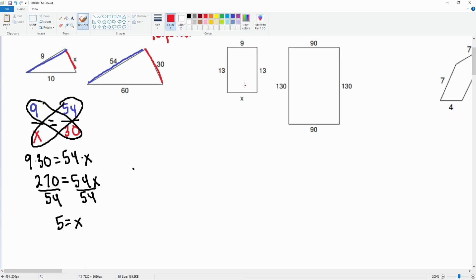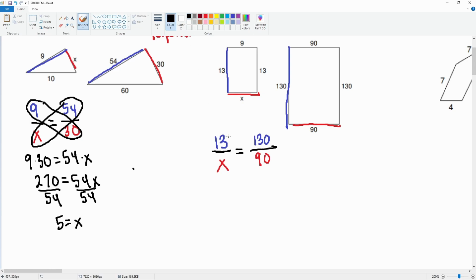I'm going to label some images here. So this is going to be blue, and this is red. This is going to be blue for the small one, for the larger one, and this is going to be red. Okay, I'm going to set up my ratio here. The left shape is equal to the right shape. So the 13 on blue here is going to be divided by the X. Then we have the 130 on the other side, which is in blue, divided by the red 90 here.